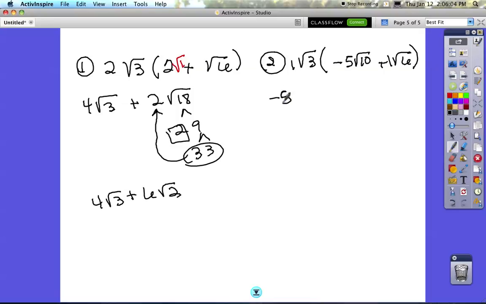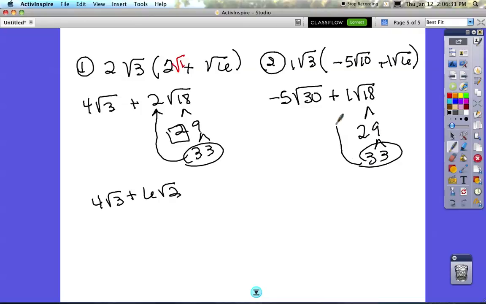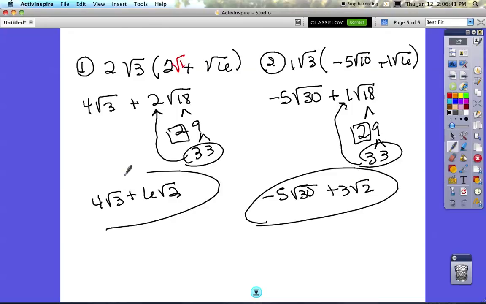So 1 times negative 5, square root of 3 times 10, plus 1 times 1 square root of 18. Now, we already worked on the square root of 30. It is 2 times 3 times 5. Are there any pairs? 30 does not break down. So let's break down the 18, which we just did. Bring it on the outside to keep you from making that mistake. So that's plus 3 square roots of 2. So those are your 2 answers on that one.